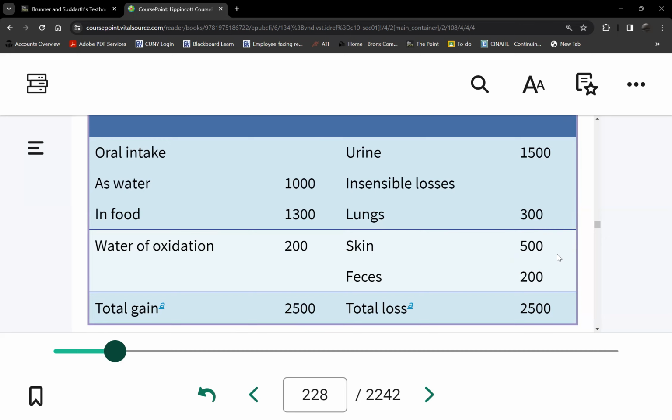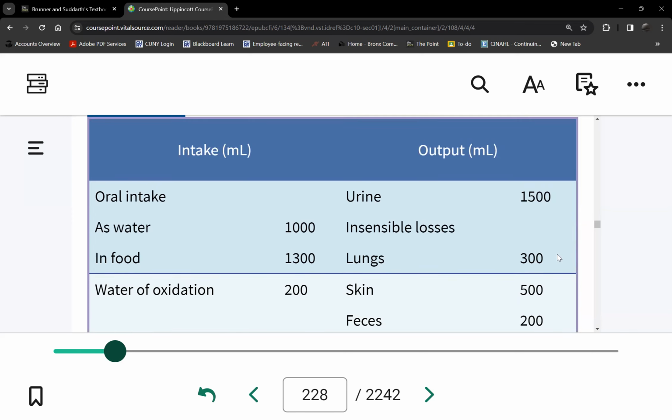What is oliguria? How much exactly? Less than 400. So if your patient's peeing less than 400 ml per day, that's called oliguria. What is anuria? Absent. Zero to what? Because it's not really zero. Less than 100. So if patients are peeing less than 100 ml per day, that's anuria.